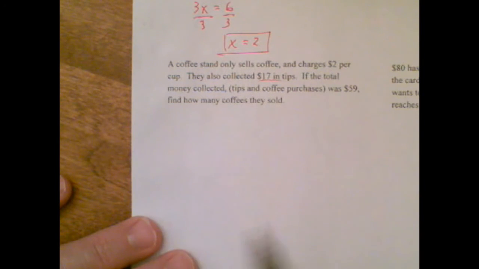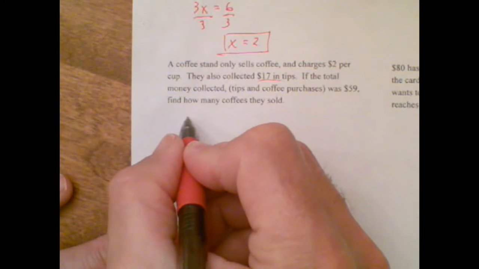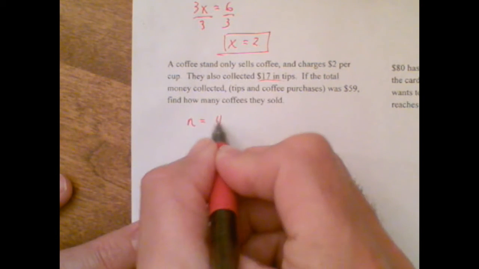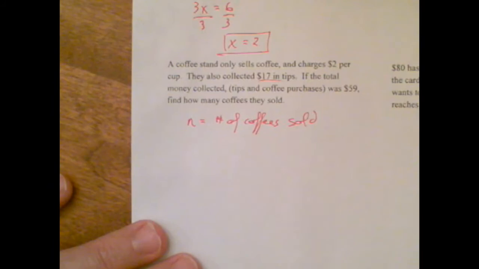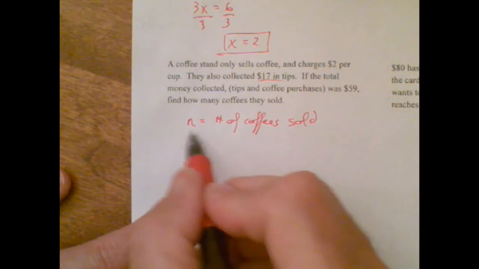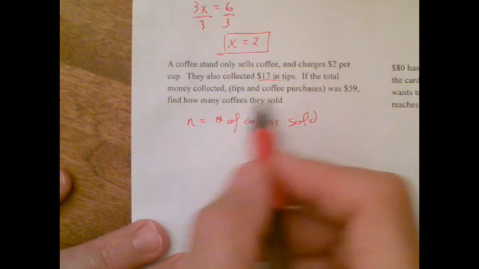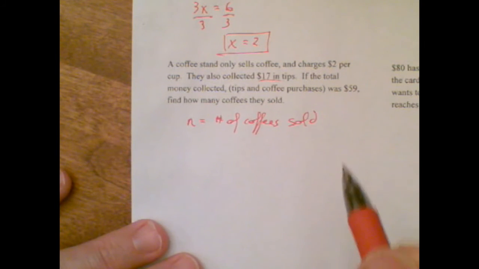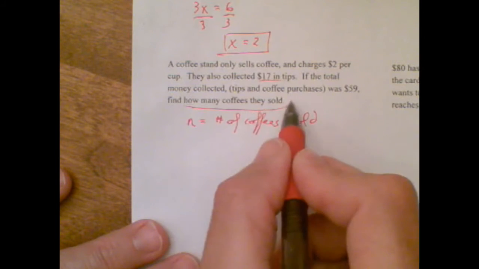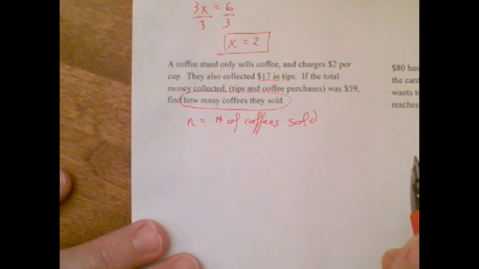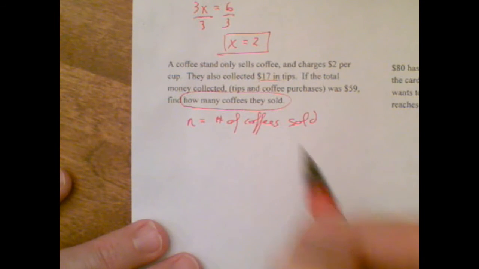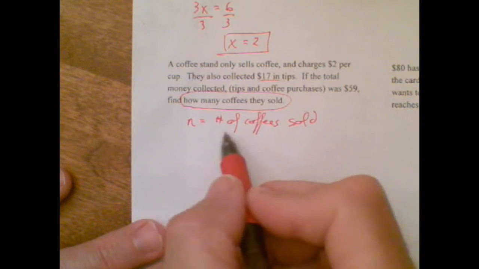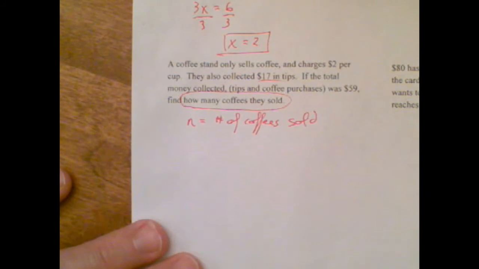Well, there's no variable in here, so we need to make a variable. So I'm going to say N equals the number of coffees. In a worded problem, it's very important that you start off by choosing a variable and having it represent something from the problem. And almost always that variable should represent the thing that they're asking you to find. They want me to know how many coffees were sold. I'm going to say N is the number of coffees sold.